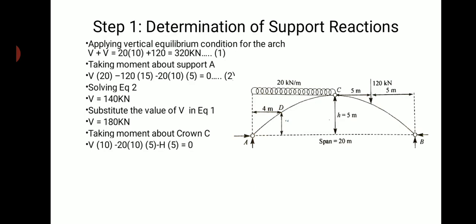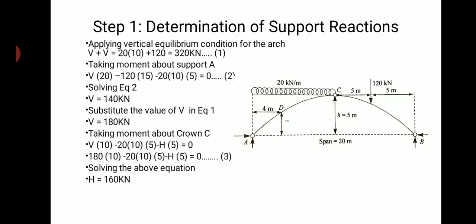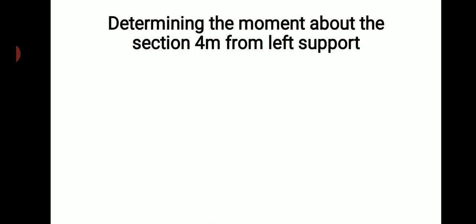So 20 into 10 into 5. Again, one more force is H. So H into the rise distance, which is 5, so H into 5, again in the anti-clockwise direction. Therefore, equate that to 0. Always, the moment about the crown will be equal to 0. Therefore, if we equate that to 0, the unknown force can be determined. So after solving and simplifying the equation, H will be equal to 160 kilonewton.